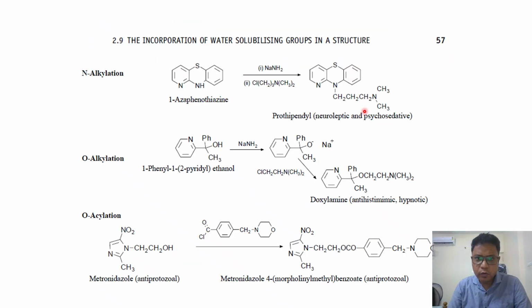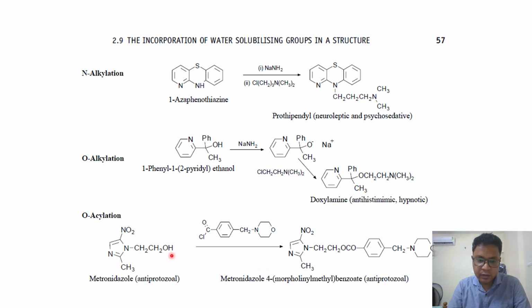So now the incorporation of water solubilizing groups in the structure. Let us see more examples. Here we can use N-alkylation of this drug molecule, an azaphenothiazine, using sodium hydride, so not sodium hydride, sodium amide, and then we can simply incorporate this group, and it will definitely increase water solubility. Similarly, we can do the O-alkylation reaction, and after alkylation, we get the functionalized OH group here, which is definitely a more water soluble drug molecule. And O-acylation.